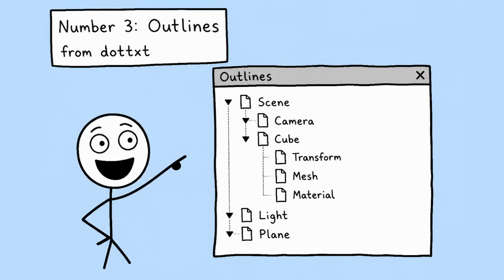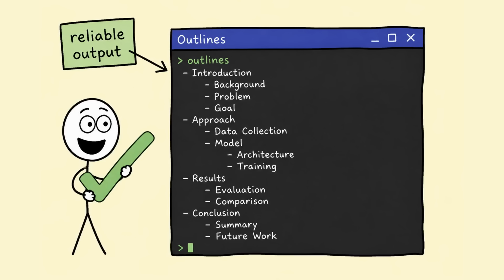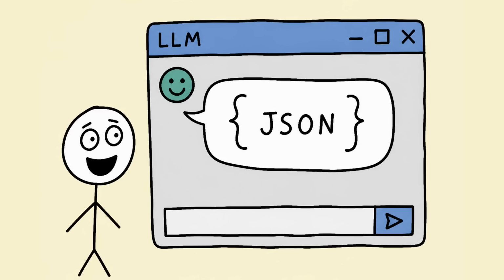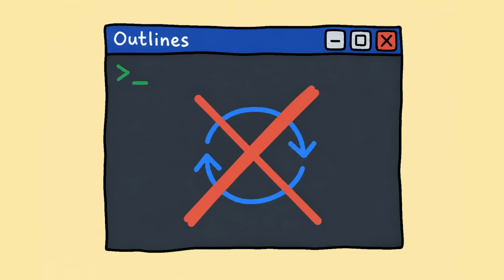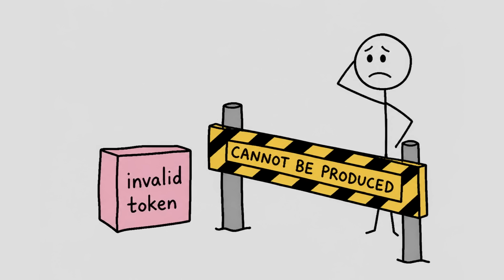Number 3, Outlines from .txt. And this one kind of changes how you think about reliable output entirely. So here's the setup, and it leads straight into number 2, so pay attention. When you need an LLM to return valid JSON or match an exact format, the normal approach is you ask nicely, check the result, and retry if it's broken. Outlines just refuses to play that game. It constrains generation at the token level, during generation, so an invalid token literally cannot be produced.